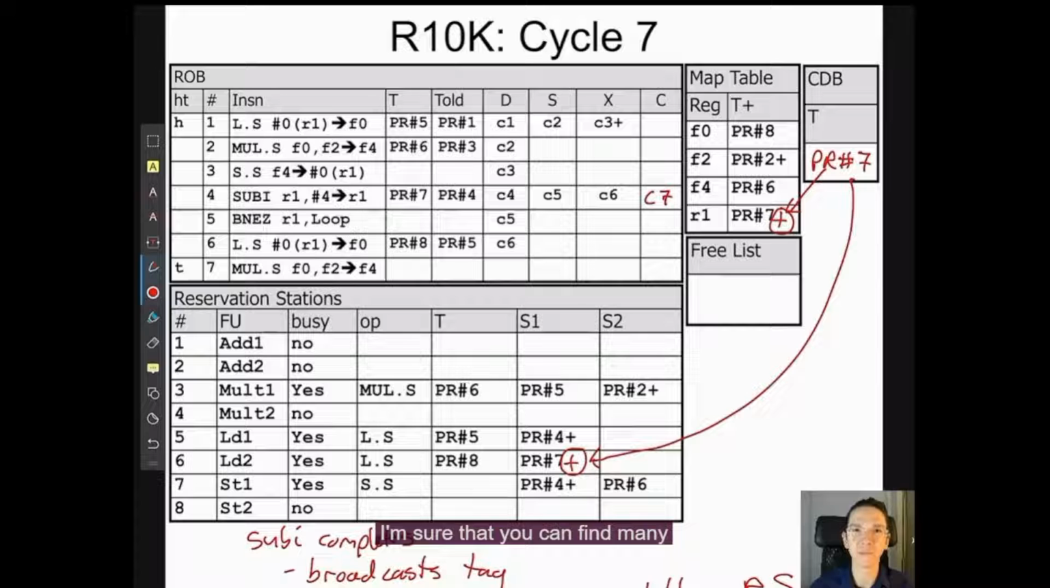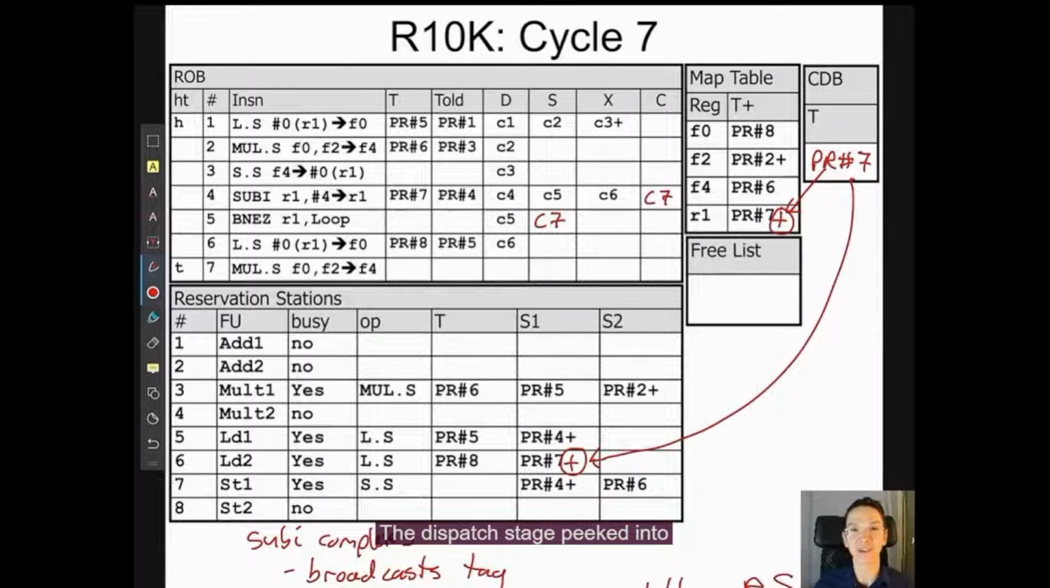I'm sure that you can find many debates about this in the literature. For now, we'll use a simple heuristic and issue the oldest issuable instruction in the cycle. So that is the branch. It issues in cycle 7. Now, that was a lot of excitement between the completion of the subtract, what instruction do we issue, and we're still not done. The cycle is giving us a lot to learn.